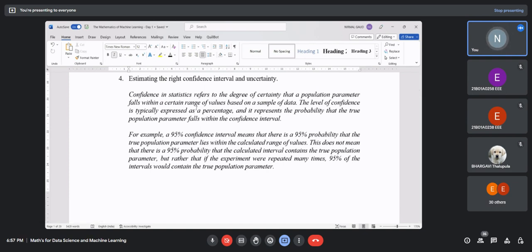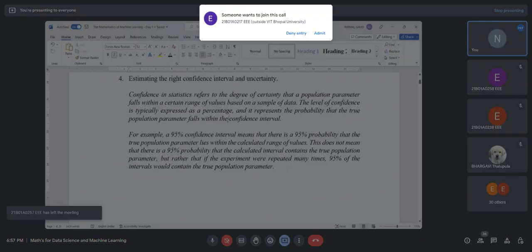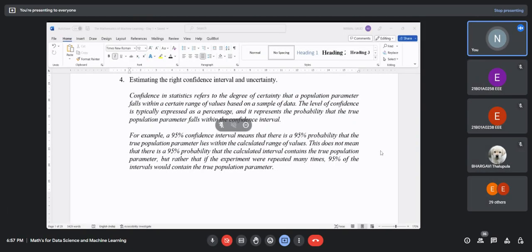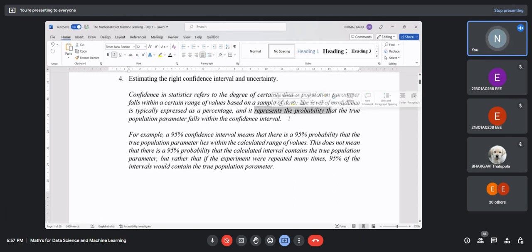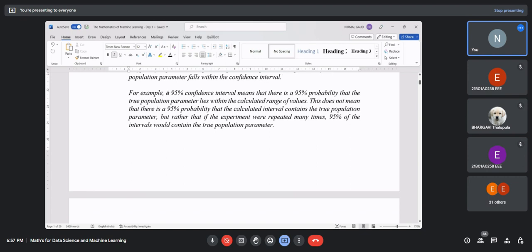So the point is, you consider a value and expect that this value is going to lie within a particular range. That is the confidence. The level of confidence is expressed as a percentage, which represents the probability that the true population parameter falls within the confidence interval or not. I will give you an example here. A 95% confidence interval means there is a 95% probability that the true population parameter lies in a calculated range of values.